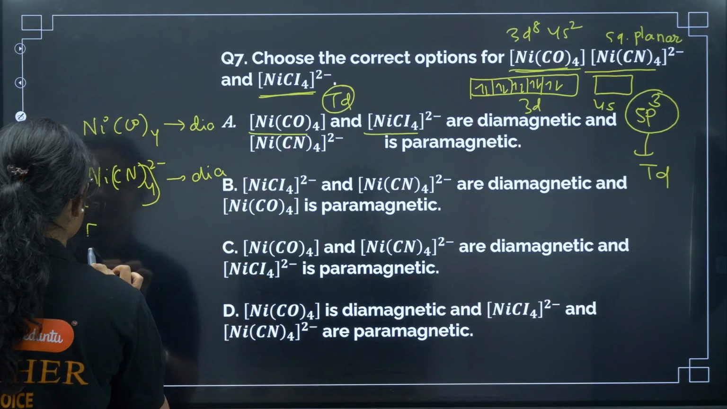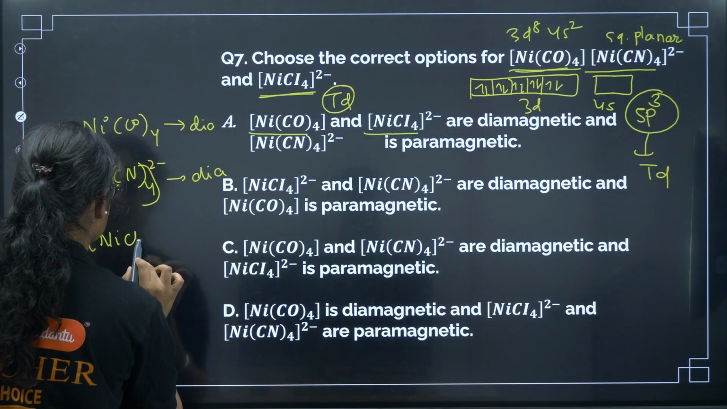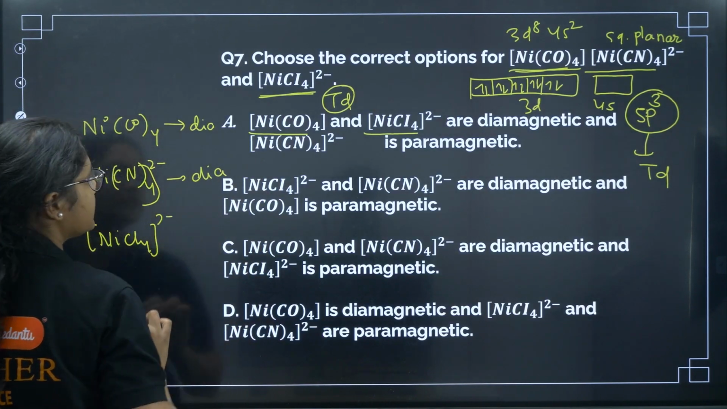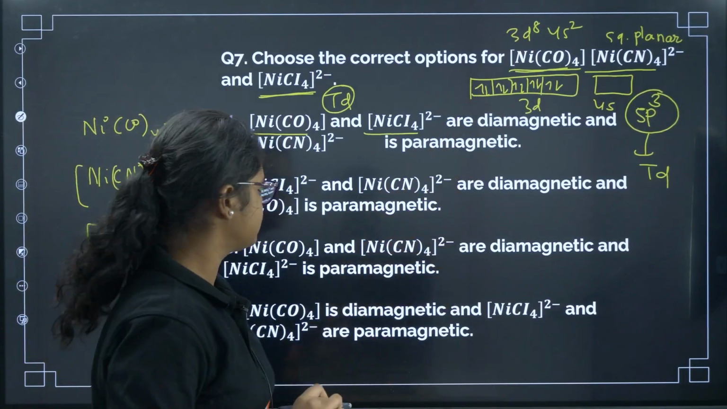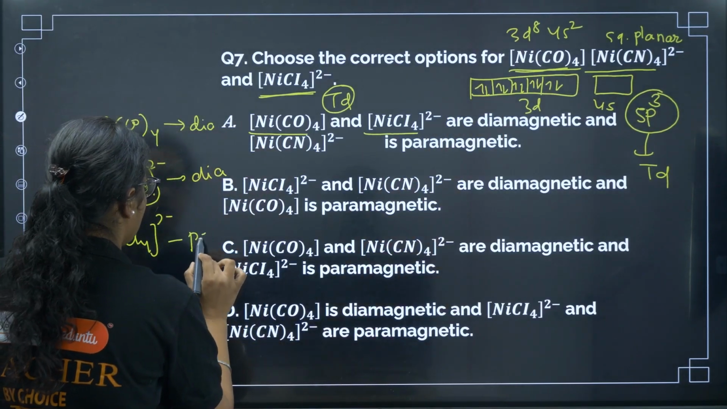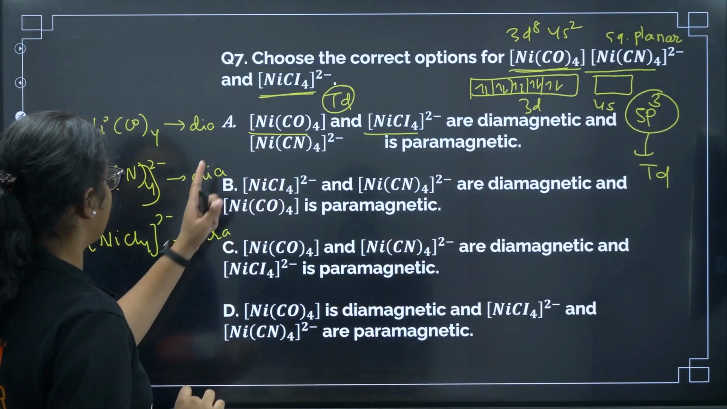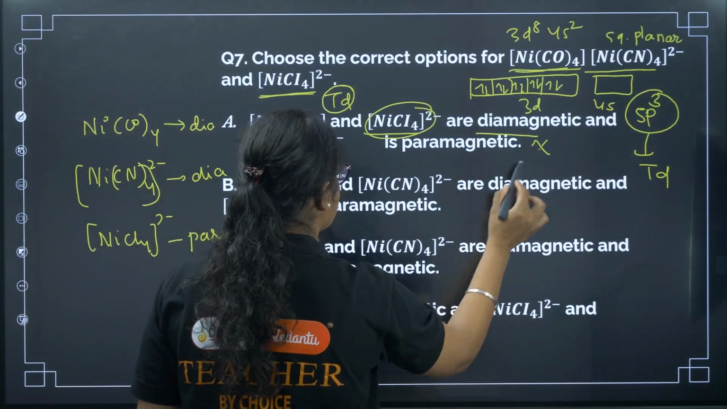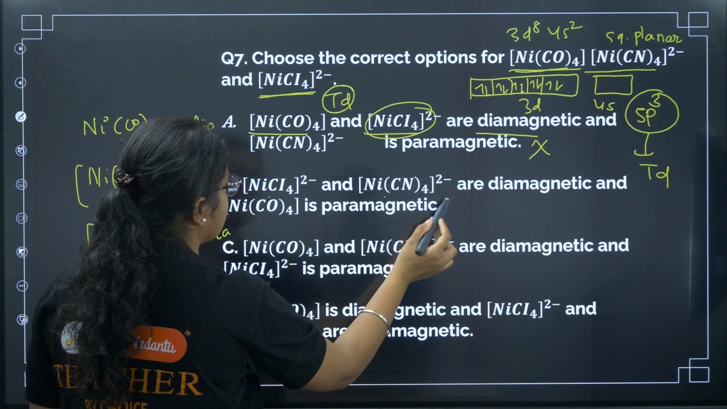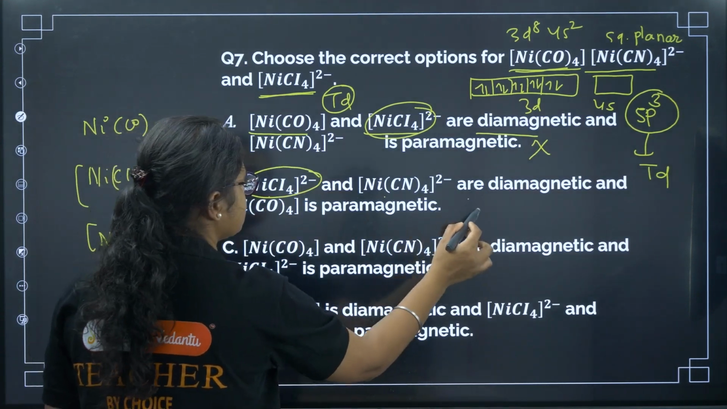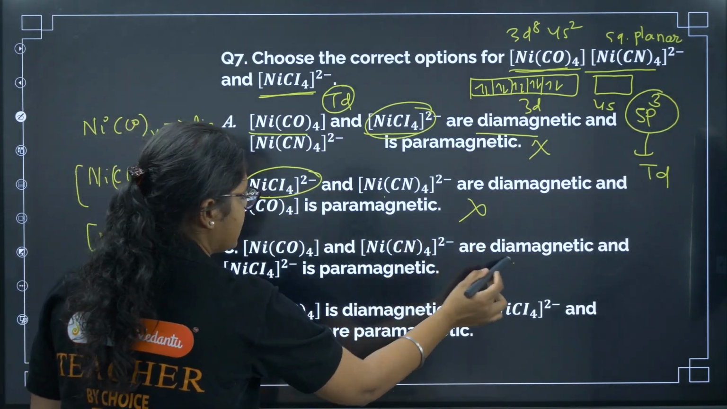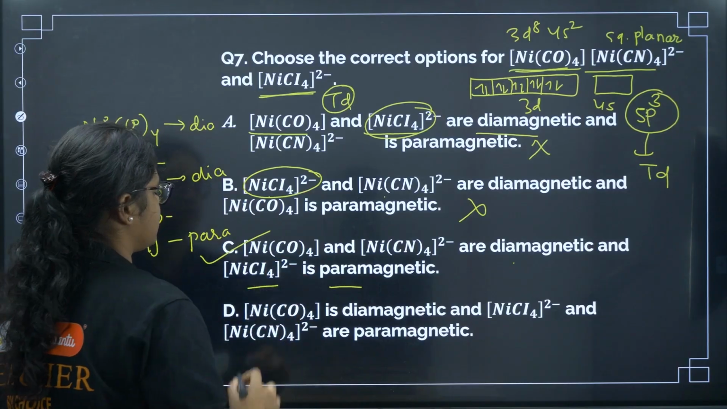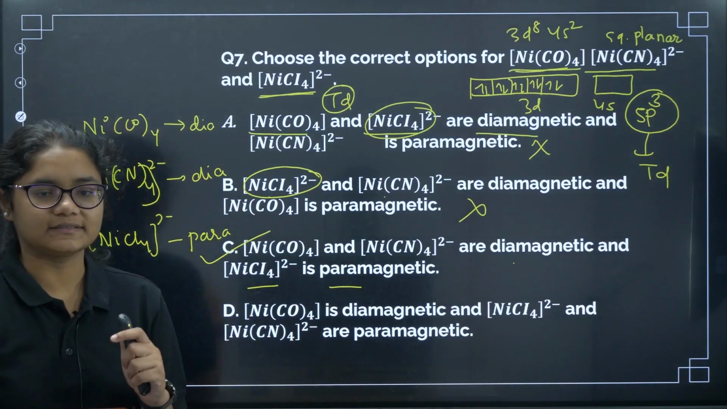So this is also diamagnetic. And if you see [NiCl4]2-, right, here we have 2 unpaired electrons, okay, so this is paramagnetic. So Ni(CO)4 and [NiCl4]2- being diamagnetic is wrong because this one is paramagnetic. Next option: this one and this one are diamagnetic. Again, this is paramagnetic, so this statement is wrong. These two are diamagnetic and this is paramagnetic. This statement is correct. So option number C is the correct answer.